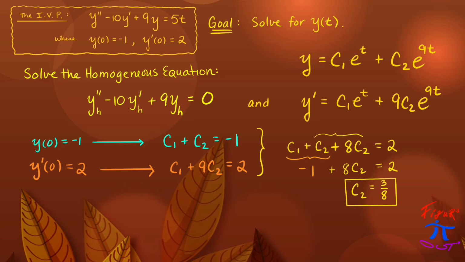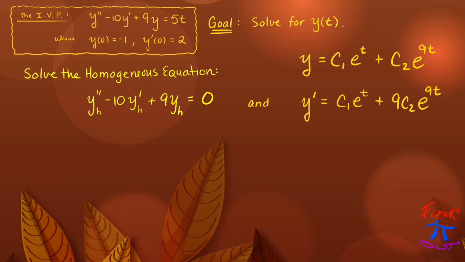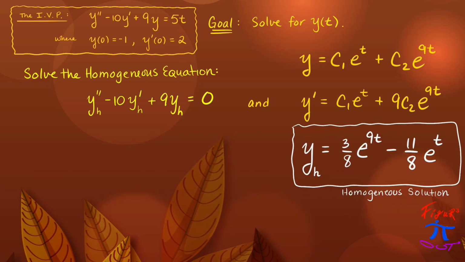And with solving a little bit of a system of equations here, we get c2 to be 3/8 and c1 to be -11/8. So substituting those back into our general equation for the homogeneous solution, we'll get a general idea of what the answer is going to look like. And so this is one of the first methods that we use to solve a second-order differential equation. So here's the homogeneous solution.